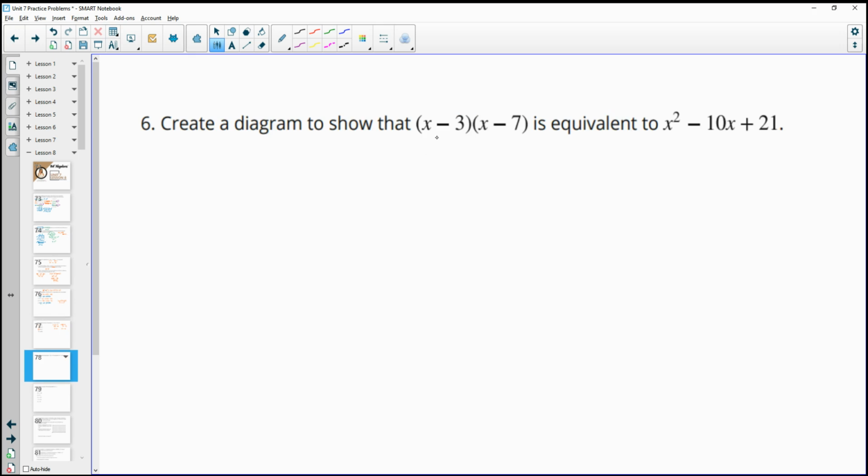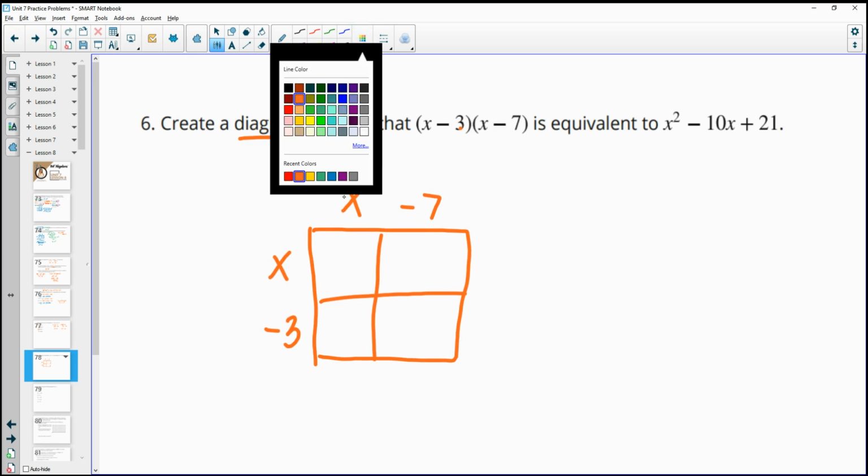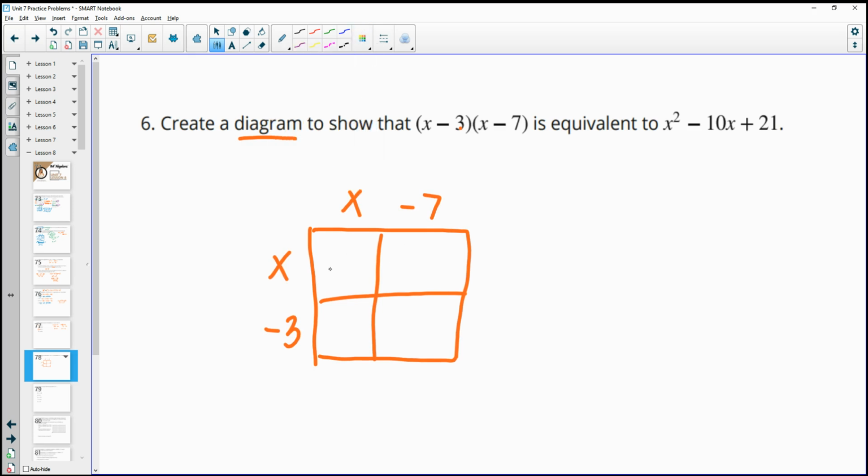Create a diagram to show that (x minus 3)(x minus 7) is equivalent to this. So a diagram, so I'm going to do the area model for this. So we want a 2 by 2 box because we've got a binomial times a binomial. So put x minus 3 on one side and x minus 7 on the other. And then we'll multiply these together for each box.